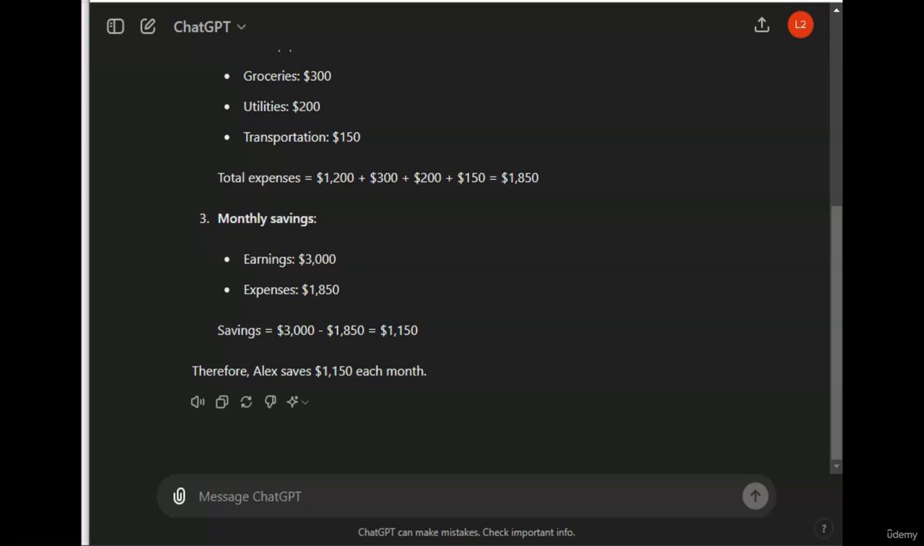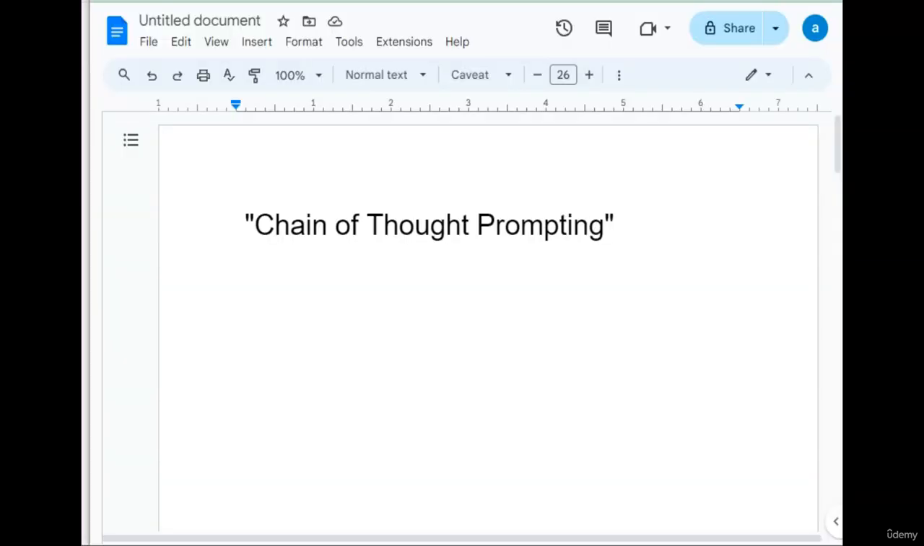Let's see this in action. Using the zero-shot prompt directly, we might get a correct answer, but it's often a hit or a miss. By including let's think step by step, the model is more likely to generate the correct output by reasoning through the problem. Here's a fun fact. Studies have shown that using chain of thought prompting can improve the accuracy of language models on complex tasks by up to 50%.